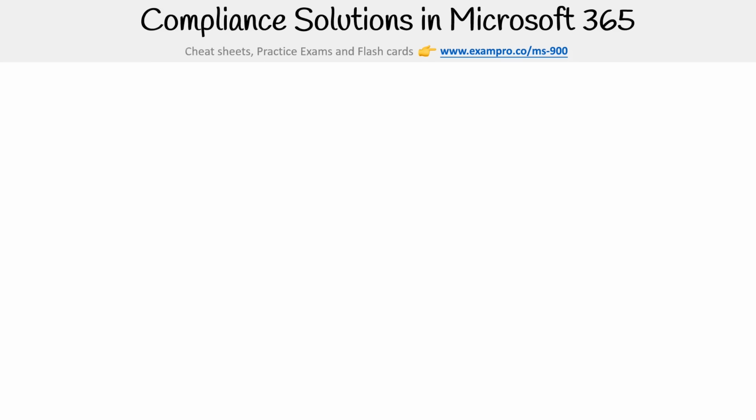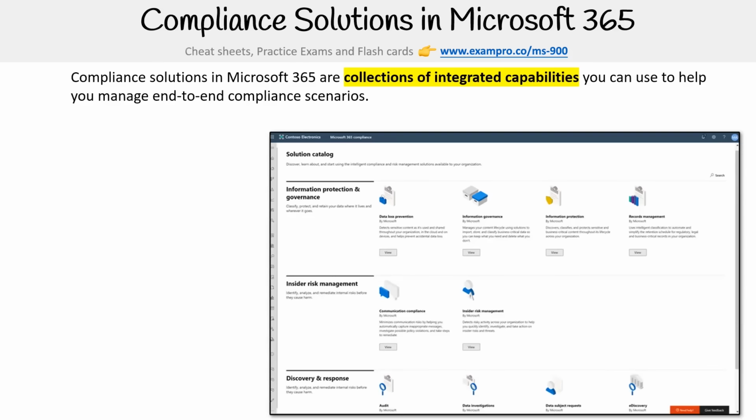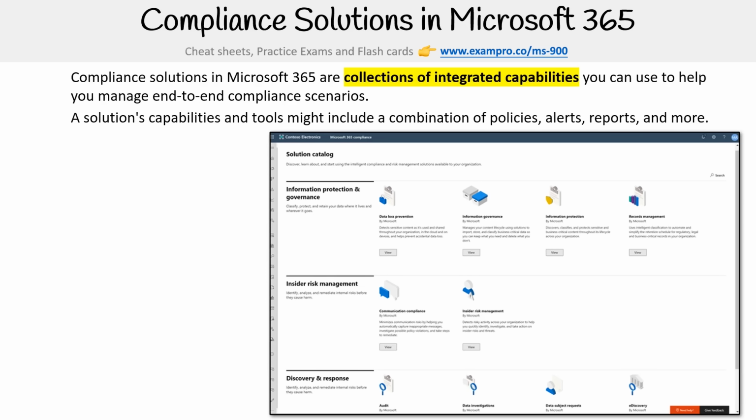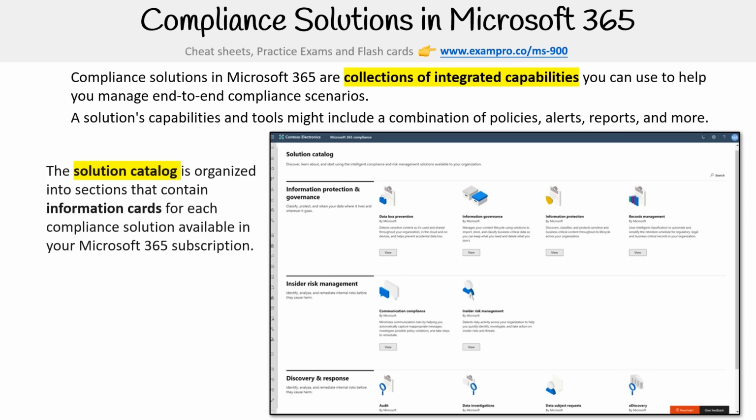Hey, this is Andrew Brown from ExamPro, and we're taking a look at compliance solutions in Microsoft 365, which are collections of integrated capabilities you can use to help you manage end-to-end compliance scenarios. A solution's capabilities and tools might include a combination of policies, alerts, reports, and more. The solution catalog is organized into sections that contain information cards for each compliance solution available in your Microsoft 365 subscription. Each section contains cards for solutions grouped by compliance area.